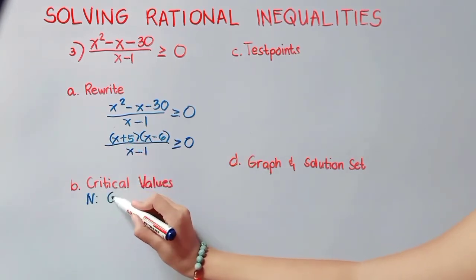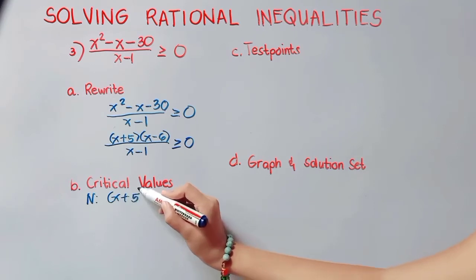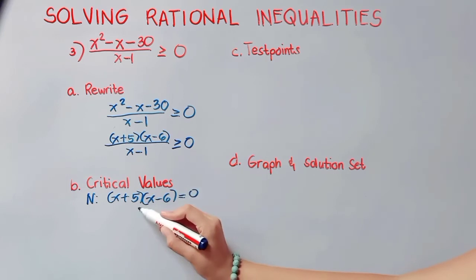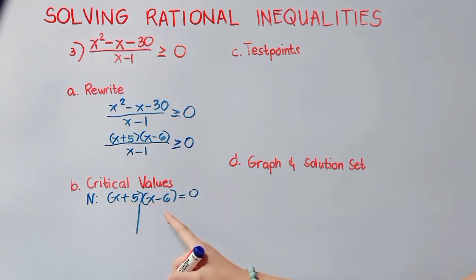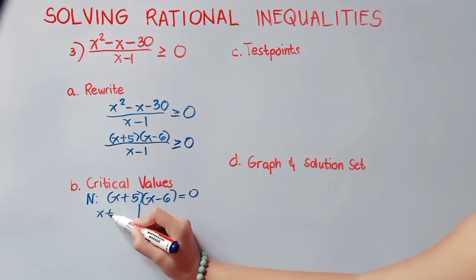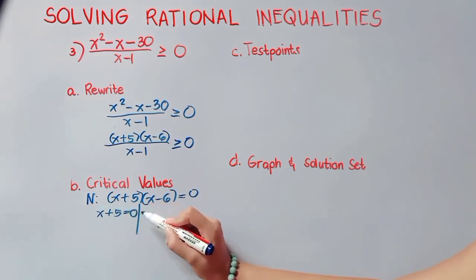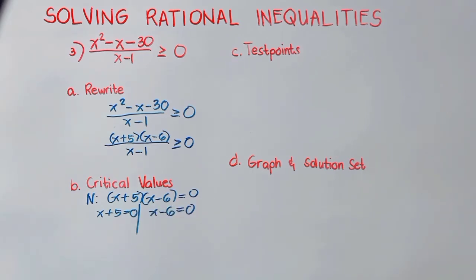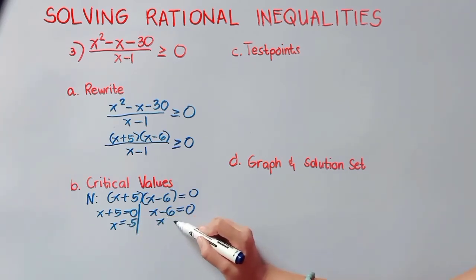Let's start with the numerator. That is x plus 5 multiplied to quantity x minus 6 is equal to 0. Again, by zero product property, if the product is 0, then either of the factors is equal to 0 or both of them are equal to 0. So we have here x is equal to negative 5, and on the other side, x is equal to positive 6.